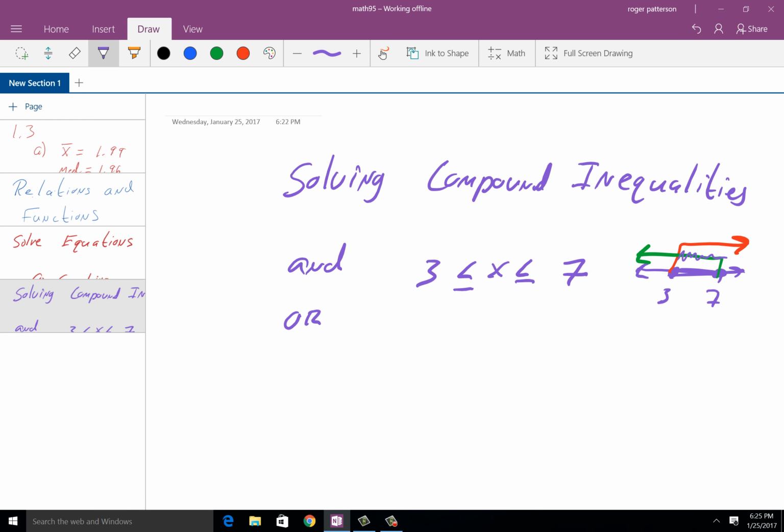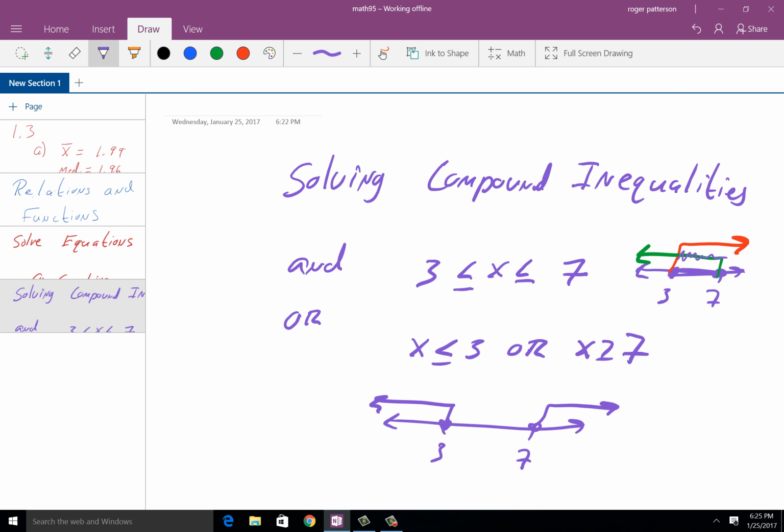Ors would be something like, I want a number that is less than or equal to 3, or I want a number that's greater than or equal to 7. In this case, it's different. Here's 3, and here's 7, and this time we're going to go this way, and we're going to go this way. There's no overlap, because there shouldn't be in an "or". You're saying I want one or the other. You can't meet both cases, whereas in the "and" you're saying I want it to be both greater than 3 and less than 7. But here I just want it to be one or the other.